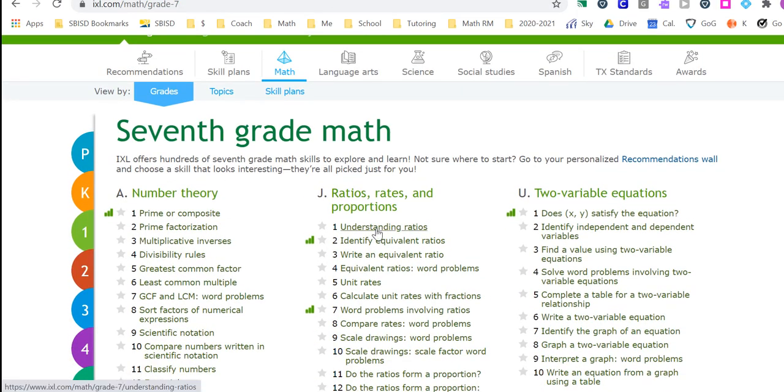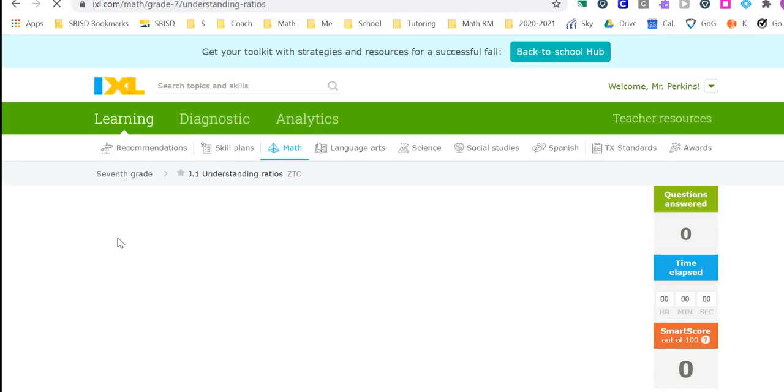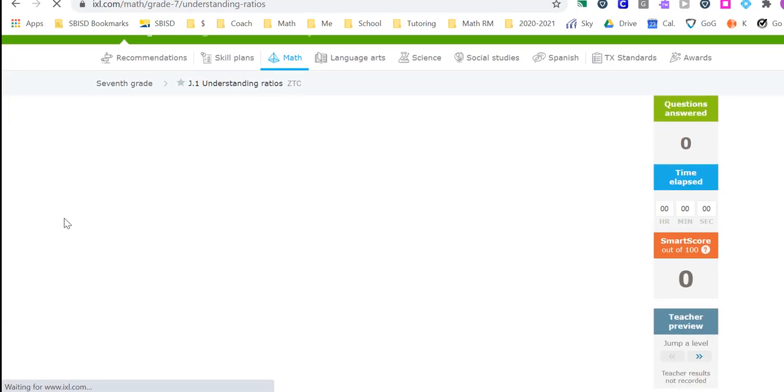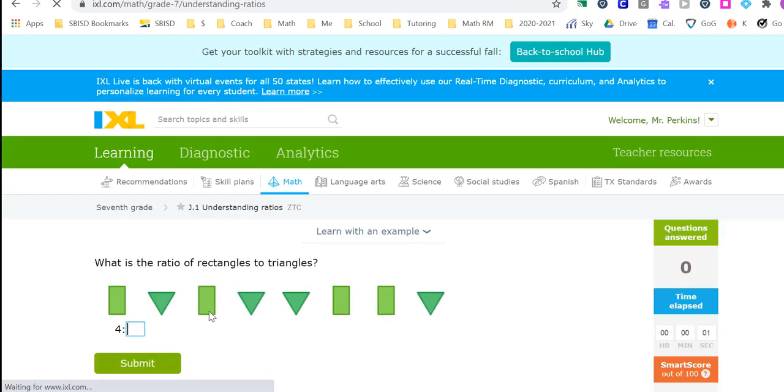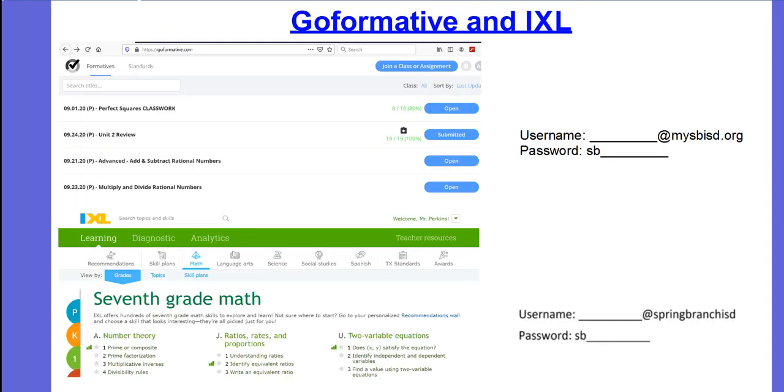So here is what students will see in IXL. They'll click on a topic and they'll get some questions about that topic, as well as how to solve those problems. Okay? So the login information for that is here for IXL, as well as for GoFormative.